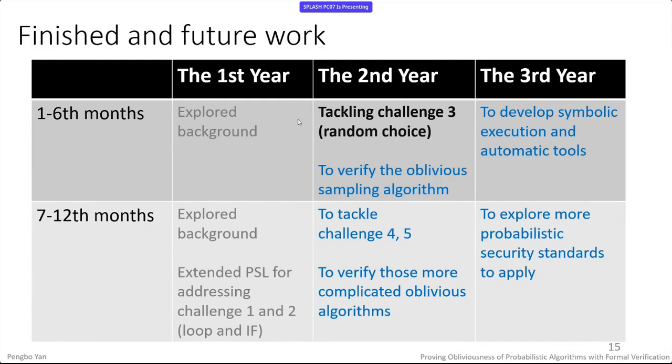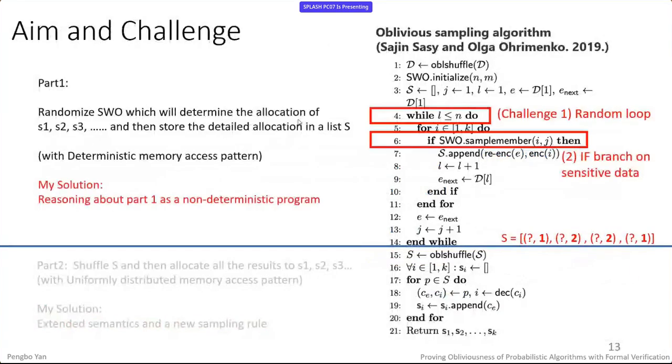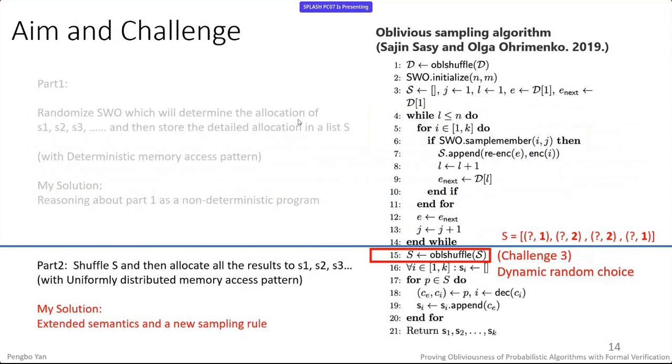Any questions or suggestions about my research? Yeah. Can you show the algorithm? So what is, you say you want to randomize SWO, or what is more formally the specification that you want to verify for this?